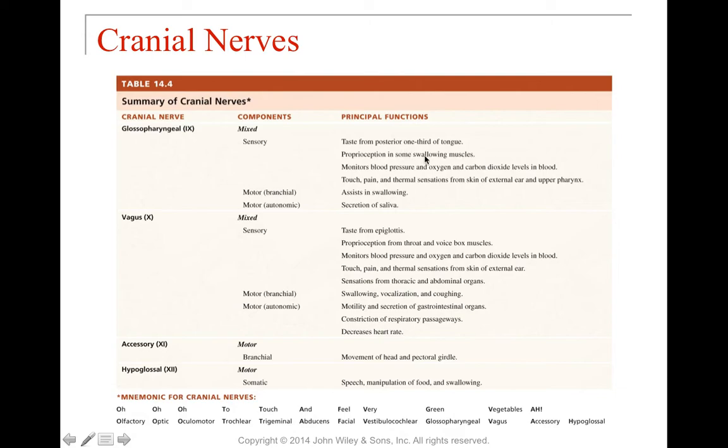Also, proprioception from the swallowing muscle. So what does proprioception mean? That means being aware of what's going on and what's around you, which is very important when swallowing because you want to make sure that the bolus of food that you're swallowing is of the appropriate size, so that you've chewed it enough to make it into a ball and it's something that you can swallow and not something that's too large.